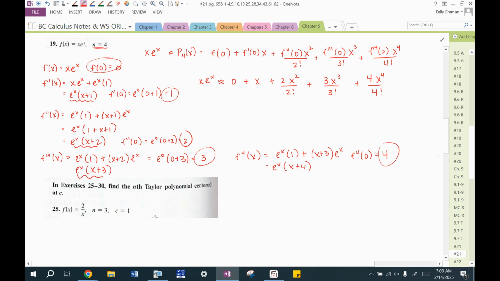Yeah, you could simplify this because it is kind of a cool pattern. So this would be plus x squared plus x cubed over 2 factorial plus x to the fourth over 3 factorial. So kind of an interesting pattern. But again, you don't have to simplify, so I'm not going to, just to emphasize that.